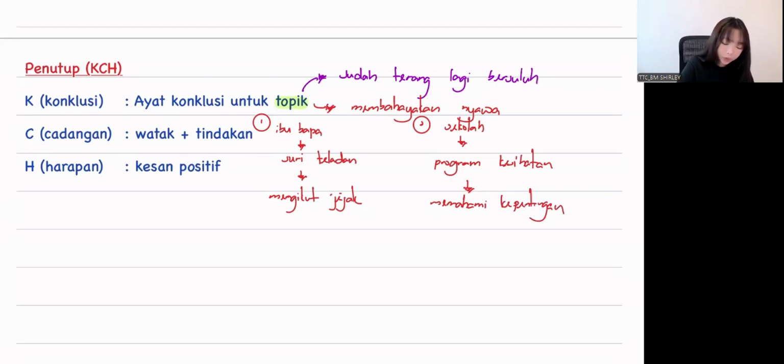So you see, we will have the character here, the watak, which is ibu bapa and also sekolah. This will be the action taken, tindakan, which is a cadangan, and this will be the kesan positif, the positive impact. So this is the flow: watak, tindakan, kesan positif; watak, cadangan, harapan. This will be the flow for the whole thing here.